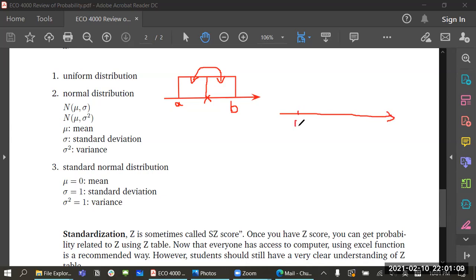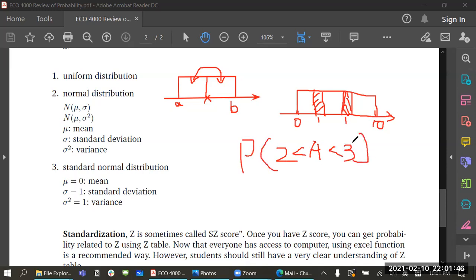Or let's say this is 0, this is 10. You have a uniform distribution. So you can say everywhere, if I just take 1, this is a range, and this area is going to equal another part where the increase is equal to 1. You can say this one is A between 2 and 3, and then this one is A between 7 and 8.